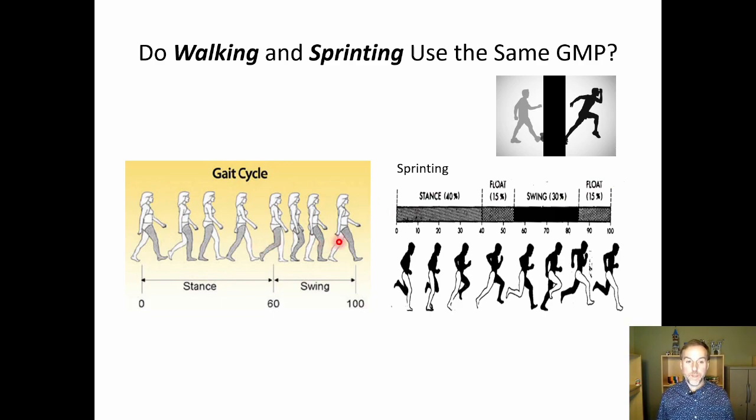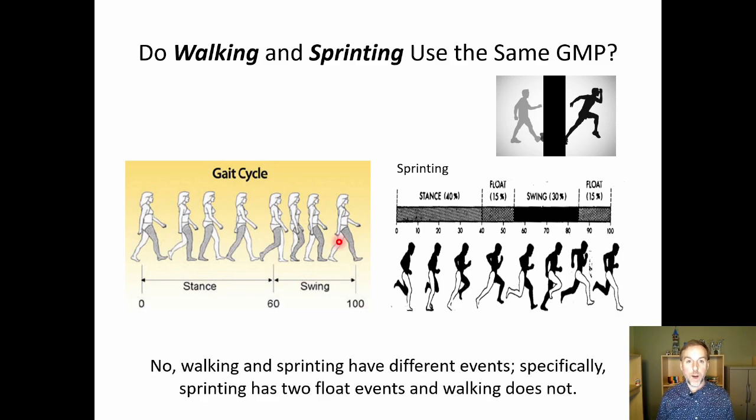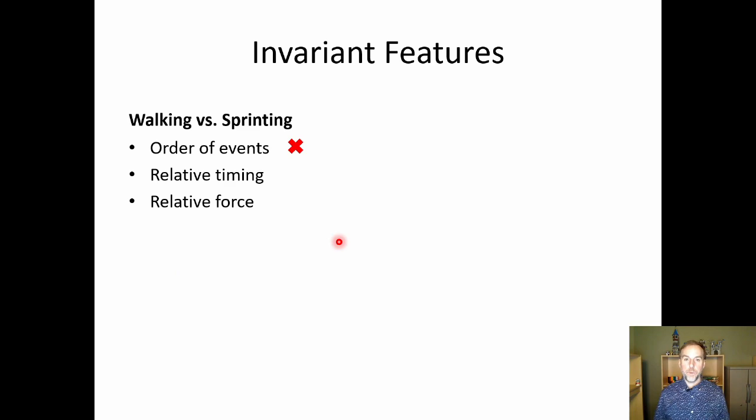What we can see from this is that walking and sprinting do not have the same order of events. Therefore, they cannot use the same generalized motor program because they've failed that first invariant feature. So if we summarize, when we compare walking to sprinting, we saw they had different order of events, so already we can say they do not use the same generalized motor program. We don't need to bother checking relative timing or relative force, because it's already failed one criterion, and that's all that's required for us to conclude that it's different generalized motor programs. A little bit later we'll come back and look at walking versus running.